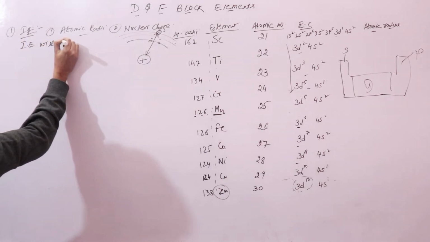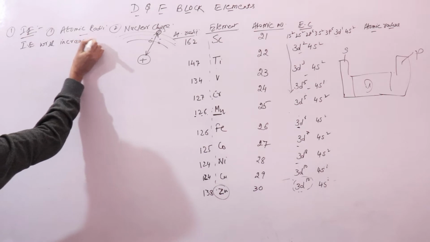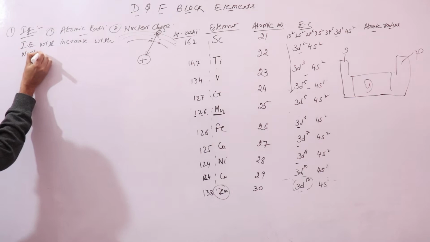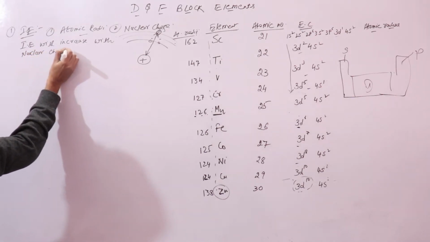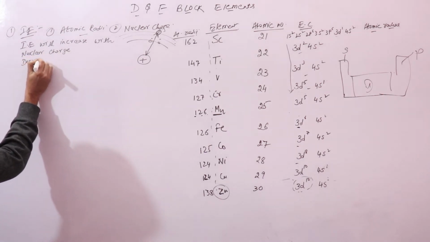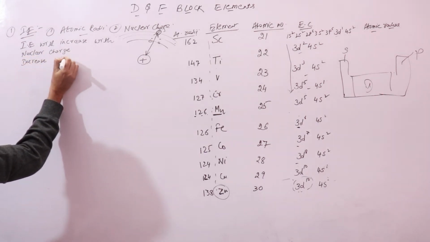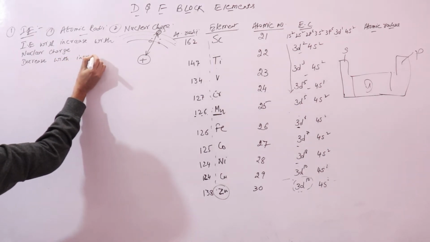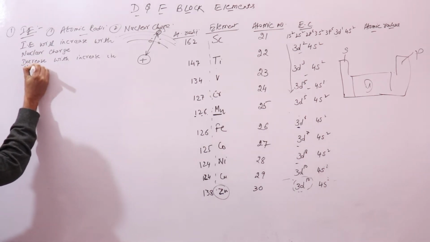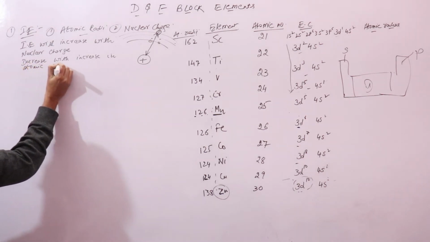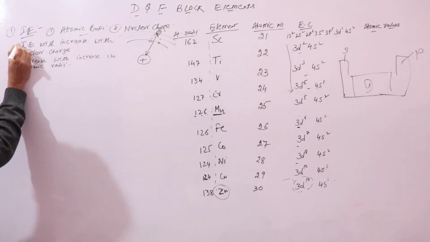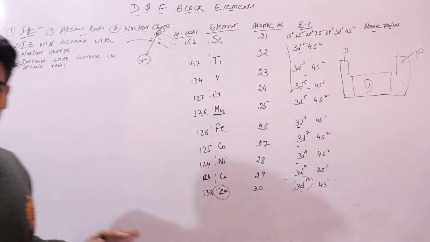So ionization energy will increase with nuclear charge, and it will decrease with increase in atomic radii. This is the basic concept that we need to learn.